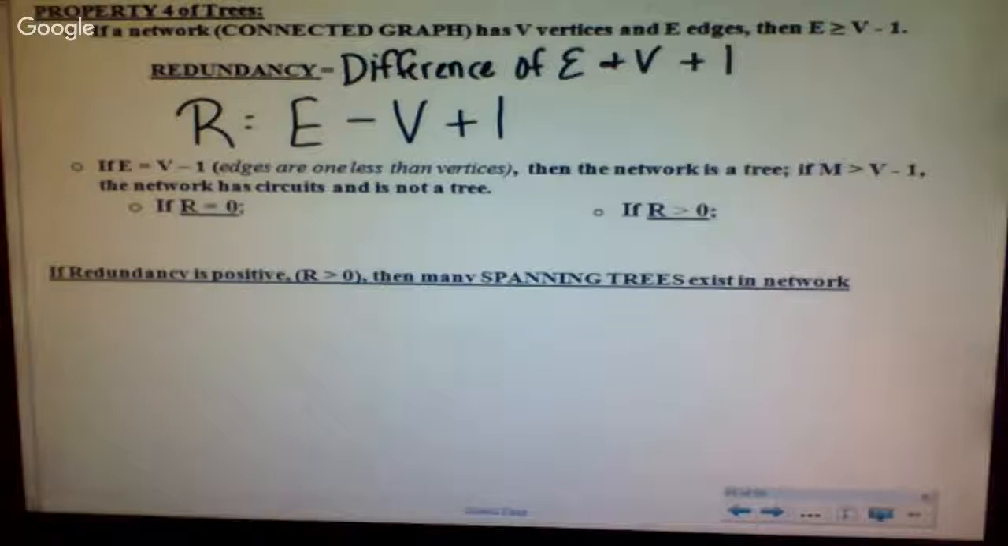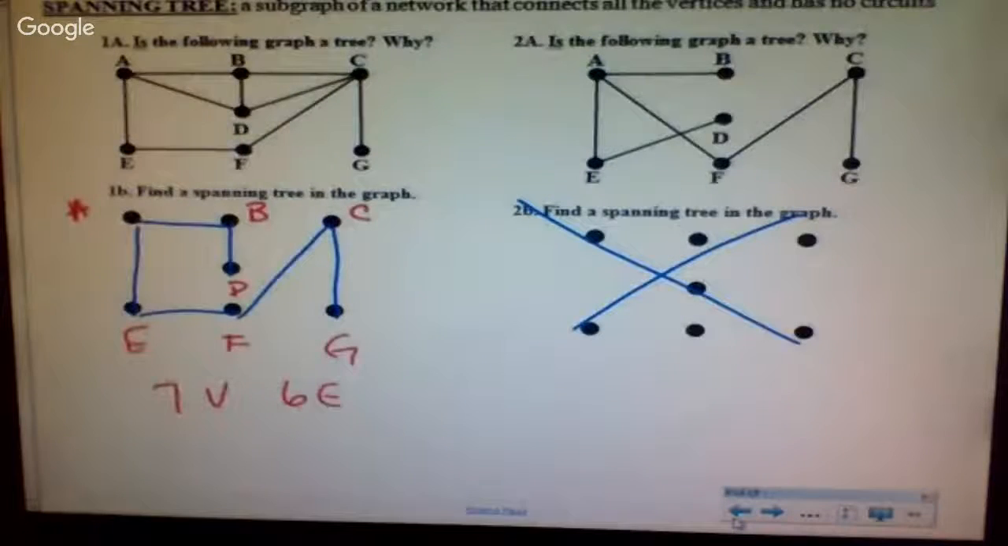Let me back this up. If you would go back to here, we would do redundancy equals how many edges are in this original graph? 1, 2, 3, 4, 5, 6, 7, 8, 9. 9 edges. So 9 minus how many vertices are there?